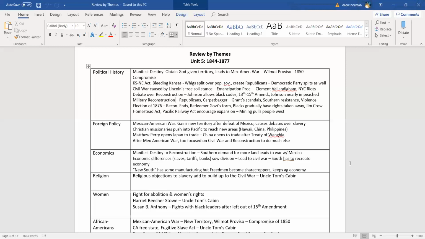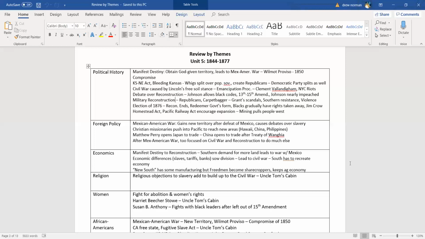So that kind of wraps up the African American portion, because the majority of the events in this time period have to do with westward expansion, which has to do with slavery, which then leads to how we deal with the end of slavery. We have some other important political events like the Homestead Act. The Homestead Act sold 160-acre plots of land for $10, encouraging people to move out west. The Pacific Railway Act encouraged expansion by building the first transcontinental railroad. And then mining also pulled people west.